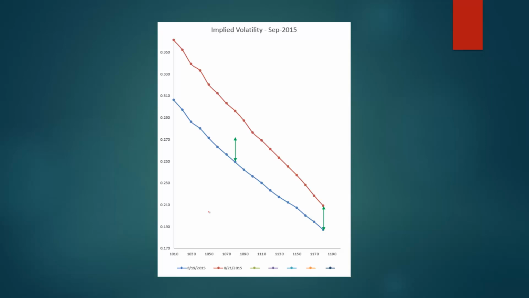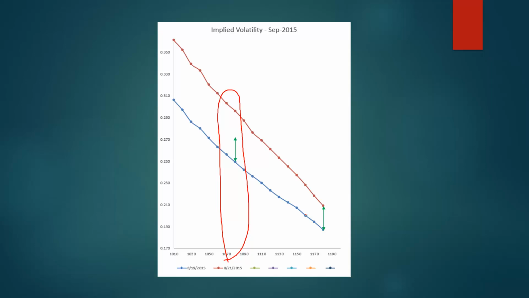And when the skew steepens, you can see that the increase in the volatility of options below the market, this is where the deep in the money call is, is actually higher than the increase in volatility of the put vertical spreads. So what you can expect in this kind of environment is that the deep in the money call will actually outperform the vertical spread.